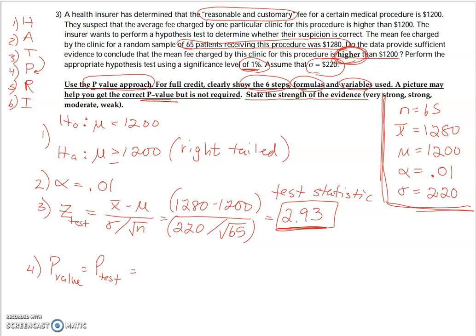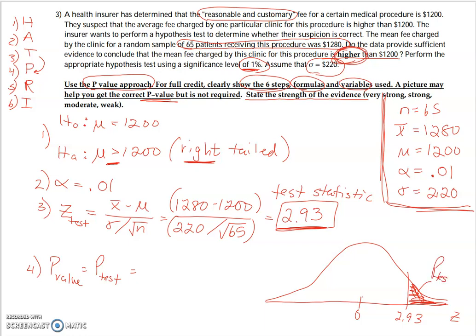Since it is a greater than test, the probability we're interested in is the probability that we're greater than that test statistic. Okay, so if we drew a picture to help us out here, again, this is a picture of z, and we plotted 2.93 on here. The probability we're interested in, because it's a right-tailed test, is the probability that we're greater than that test statistic. So this is the probability of our test statistic, which, since it's a right-tailed test, will be the p-value.